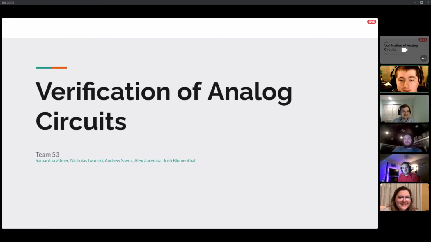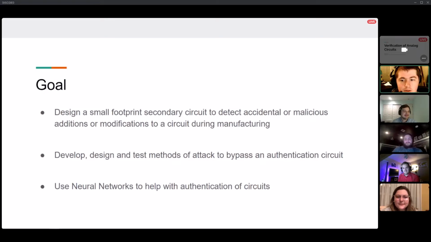Hi, we're Team 53. We're doing verification of analog circuits. The goals of our project are to design a small secondary footprint circuit that can detect accidental or malicious additions and modifications to the circuit during manufacturing. The second main goal is to develop, design, and test methods to bypass the aforementioned authentication circuit. And the last goal is to use neural networks and machine learning to help with the authentication of the circuits and do it automatically.